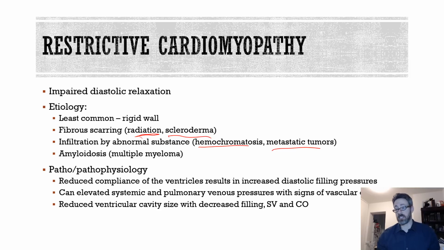Now what happens is you essentially have a reduced compliance of the ventricle, all right, it's stiff, so diastolic filling pressures go up, and cardiac or stroke volume can go down because of that. You can get elevated systemic and pulmonary venous pressures because of the increased pressures in diastole. And you could get reduced ventricular cavity size with reduced filling as well. Stroke volume goes down, cardiac output goes down. It's basically following the same picture we see with heart failure with a preserved EF in many cases.